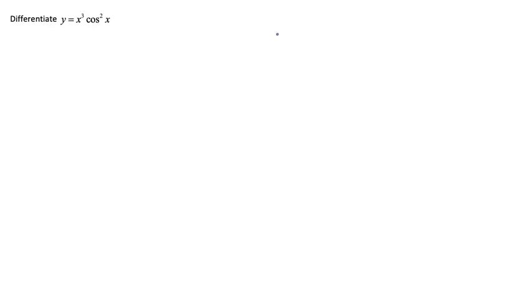So what is the general product rule? Let's say we have f times g. I'm just going to use a little bit of shorthand notation here, right? So if y is made up of a product of two functions, then what is dy dx going to be? It's f prime times g plus g prime times f. Okay? And of course, in this case, our f function is going to be x cubed, and our g function is going to be cosine squared of x.